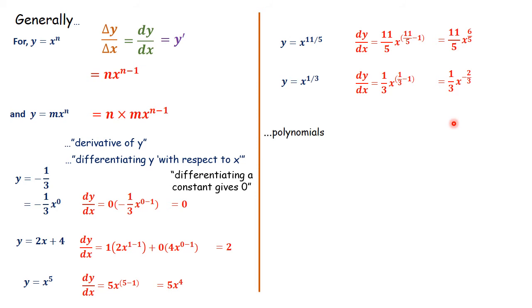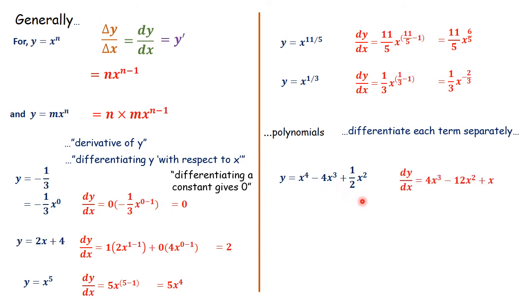Now, for polynomials. Polynomials are equations which have many terms. A simplified one would be this one here: y equals 2x plus 4. This is a polynomial. When you're differentiating polynomials, we differentiate every term separately. An example, we have y equals x raised to power 4 minus 4x cubed plus a half x squared. Differentiate every term separately using the rules that I mentioned at the beginning.